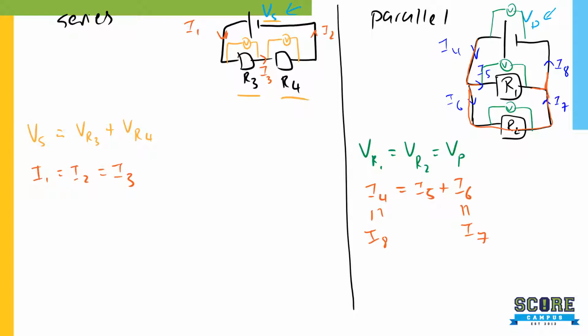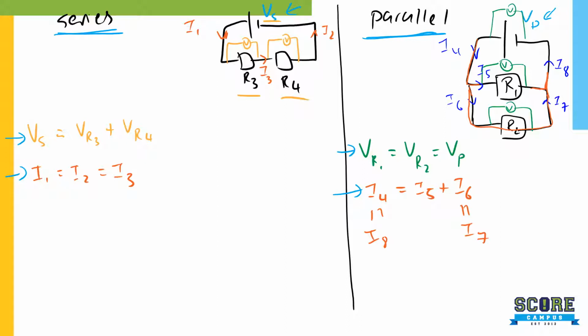So what you will realize is here in a parallel, the voltage remains constant. In a series, the current remains constant. In a series again, the voltage adds up. In a parallel, the current adds up. So it's kind of alternate, it's interswapping.